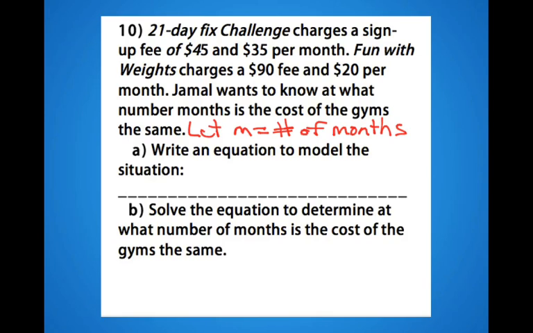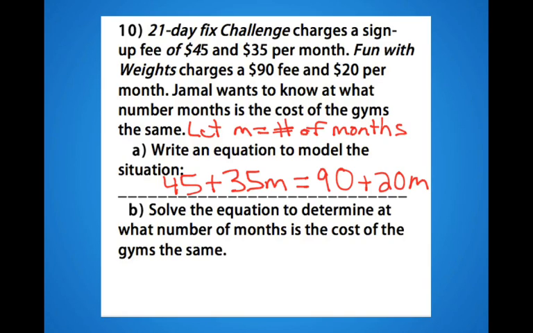So it would be $45, because that was the fee for that first one, and then $35 a month, so that would be $35 every single month, and then the other one charges $90, whoa, and $20 a month, so plus 20M. Now we're supposed to solve the equation, figure out when they'd end up being the same.